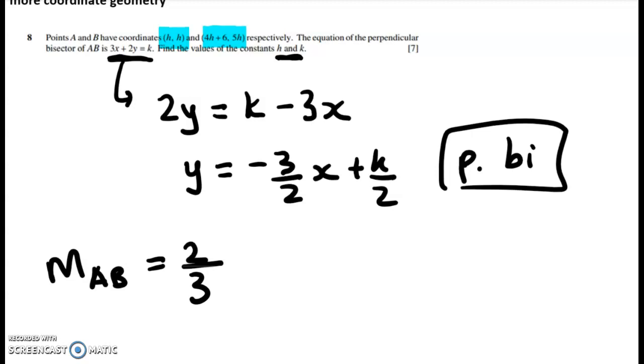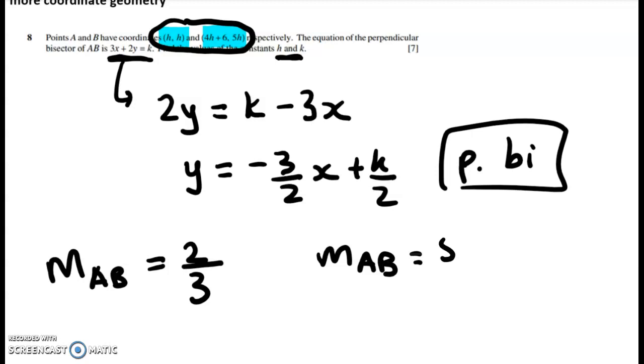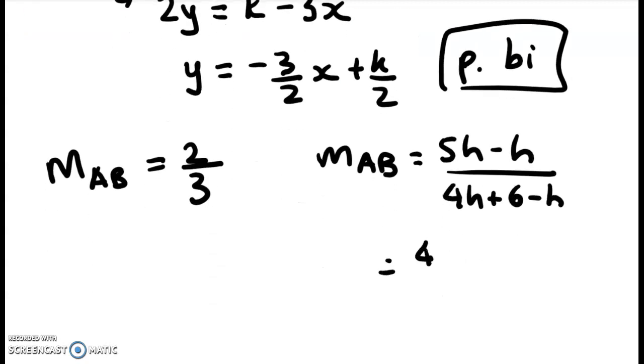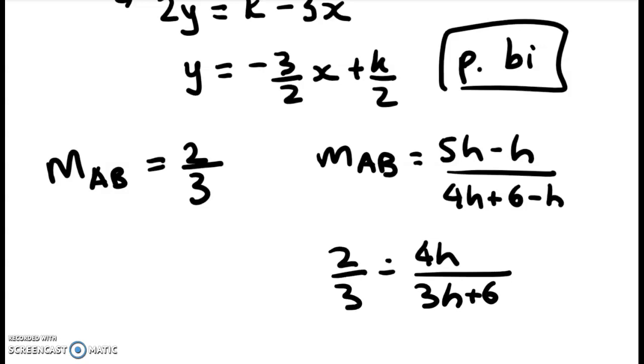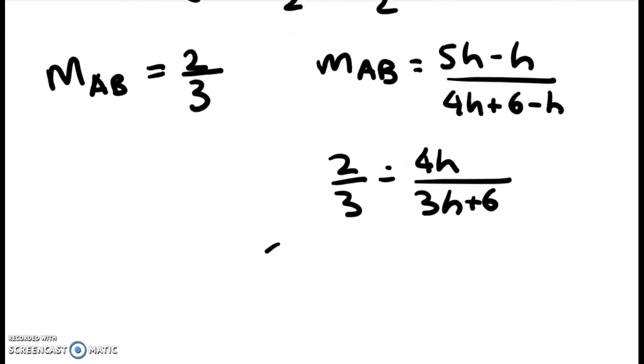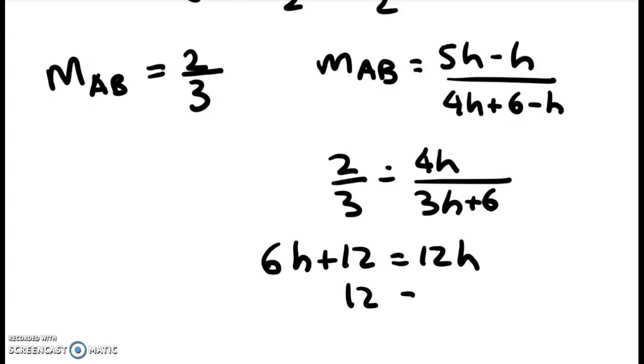So that's the first thing that's going to help us, because now we can work out the gradient and set it equal to 2/3. Then we can solve for h. So m AB is the change in y, so 5h minus h over 4h plus 6 minus h. That gives me 4h over 3h plus 6. And we know that that has to equal 2/3. So solving that, we get 6h plus 12 is equal to 12h. 12 is equal to 6h. h is equal to 2.